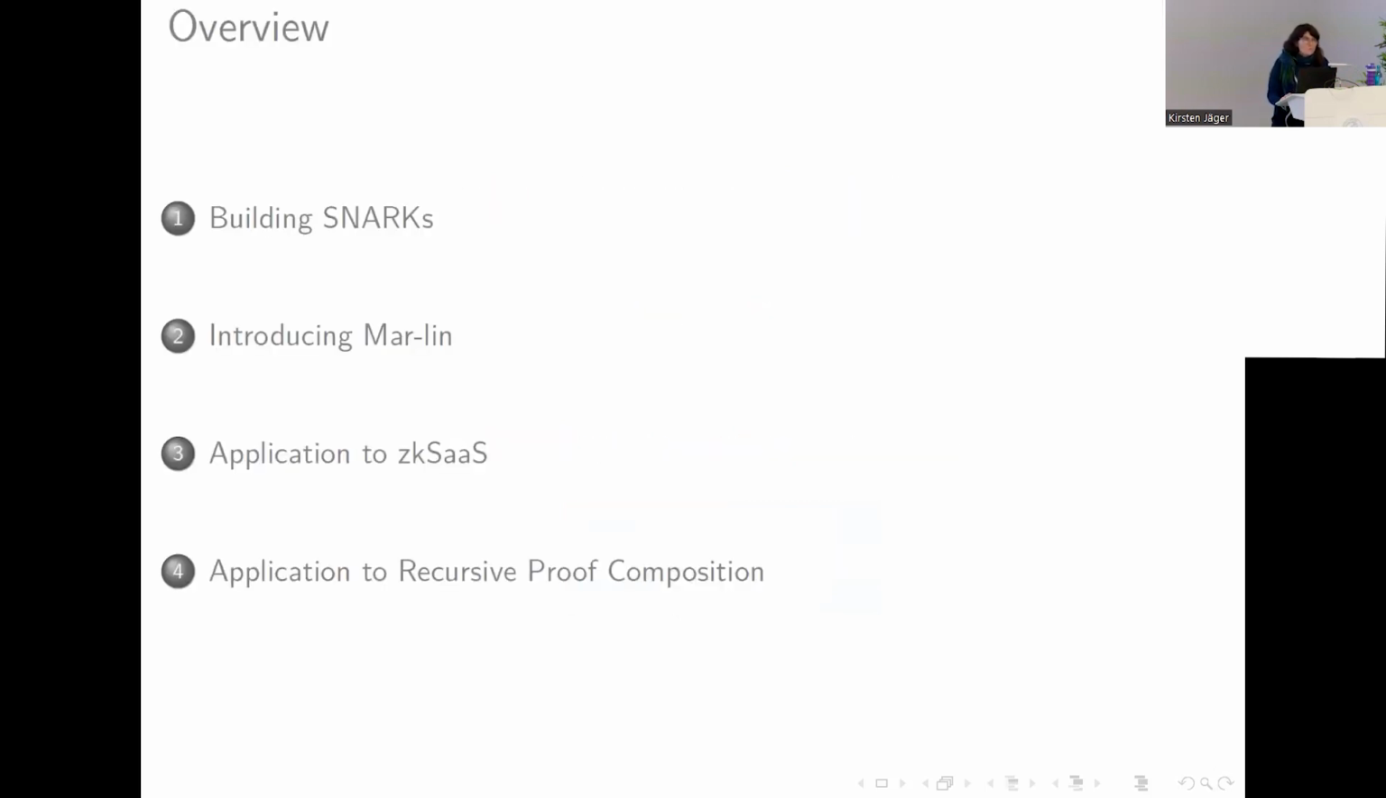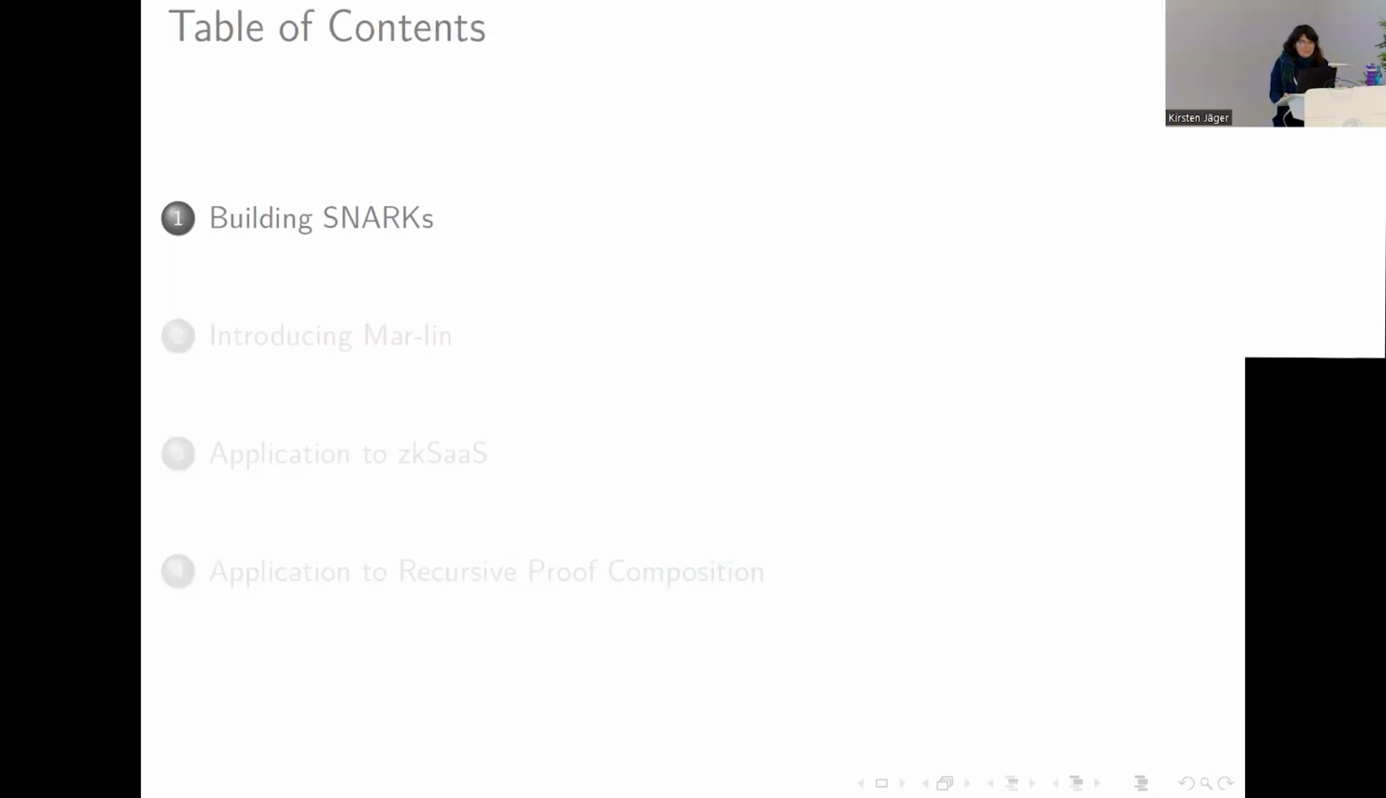So for this talk, I will first give you some overview of what SNARKs are and how we build them, just a basic understanding. This will take a significant part of the talk because my goal is also to point you to the current research trends and what's interesting now. And then I will talk a bit about some results I've been working on recently. So first we go for how to build SNARKs.